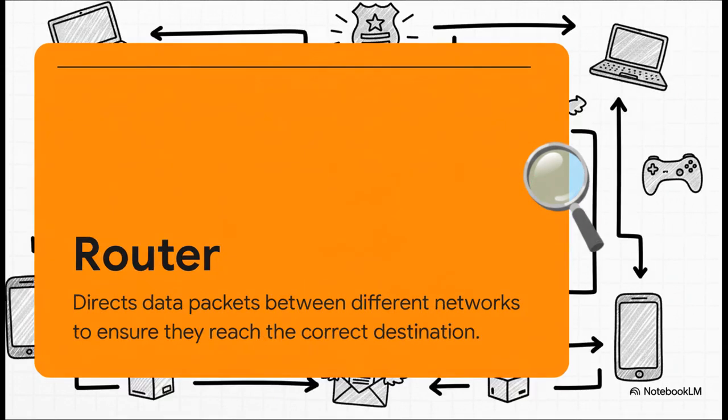And next, we have the router. So if the modem is the translator, the router is the traffic cop for your home network. It takes all that data coming in from the modem and directs it to the right device. It's the thing that says, okay, this piece of data is for the laptop, that one's for the gaming console, and this one over here is for your phone. It makes sure everything gets exactly where it needs to go, and fast.